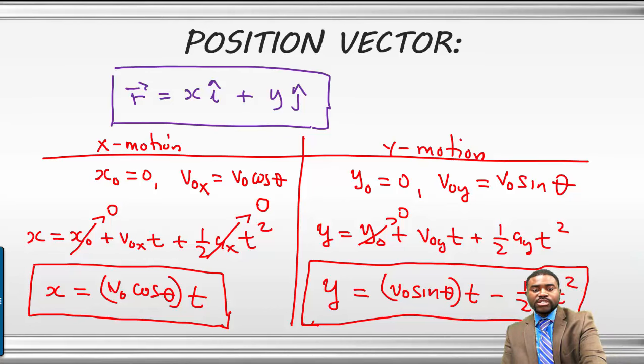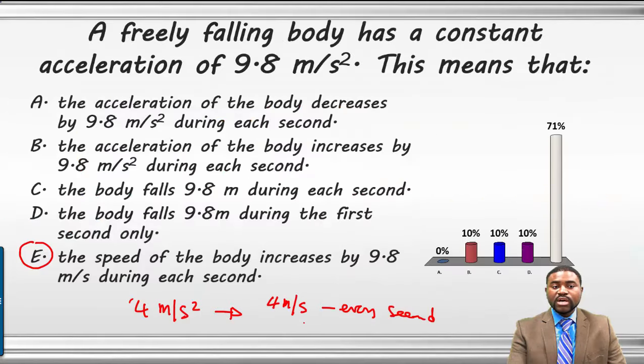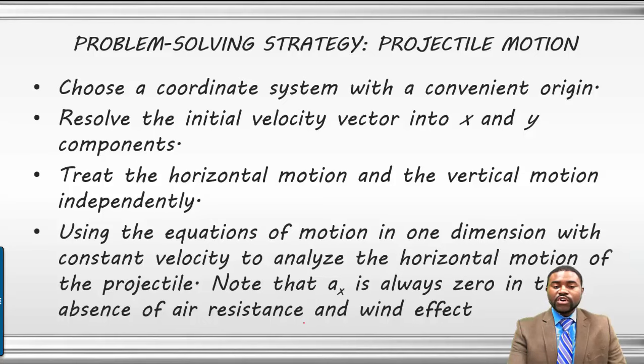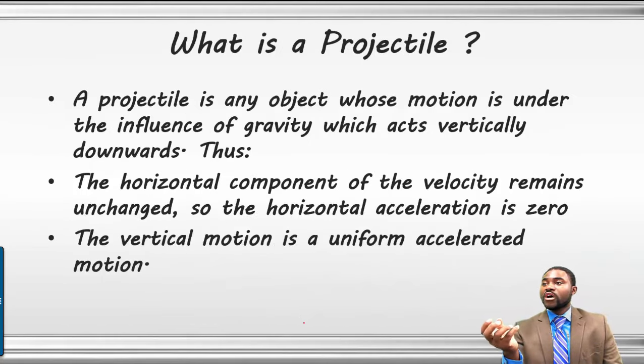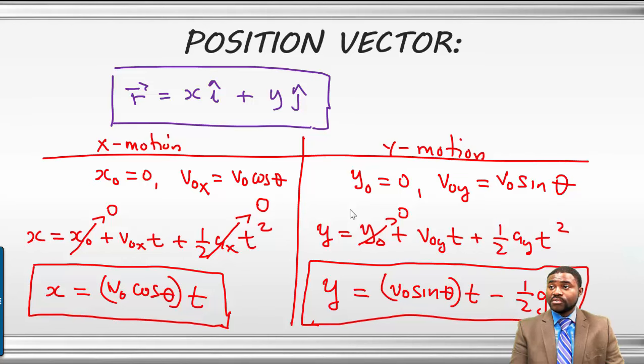For the x motion, why is acceleration zero? She asked the question, for the x motion, why is the acceleration zero? Remember, initially when I started the lecture, I said that a projectile is an object whose motion is under the influence of gravity alone. And the force of gravity acts vertically downwards. You understand that, right? Therefore, the net force acting on the projectile is vertically downwards. As a result, since there is no force in the x direction, the acceleration in the x direction is zero. Because acceleration only exists when there is a what? Net force in that direction. The acceleration in the x direction is zero, and this statement is true for all projectile motion.